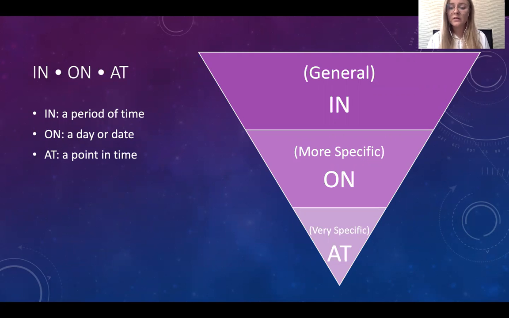All right, so in is used for a period of time, and it's the most general description of time. On is used for a day or a specific date, and it's more specific than in. So it's a more specific description of time than in. And at is used for a specific point in time, and it's the most specific description of time.